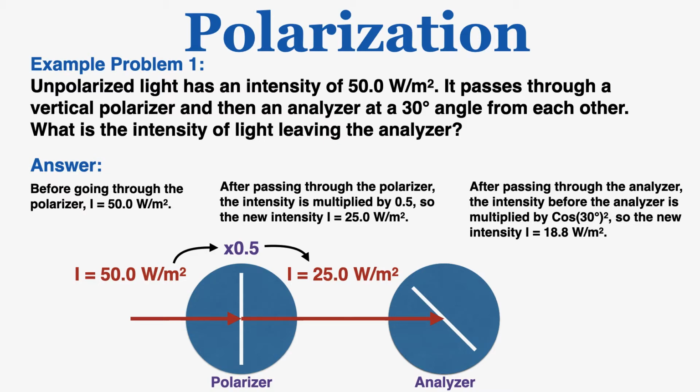After passing through the analyzer, the intensity before the analyzer is multiplied by cosine of 30 degrees squared because of Malus's law. So multiplying that out, the new intensity I is equal to 18.8 watts per meter squared.